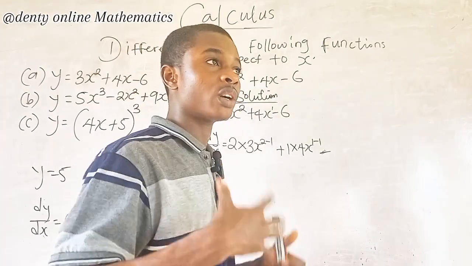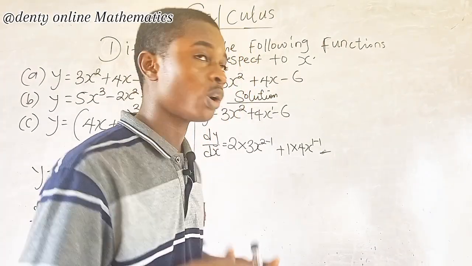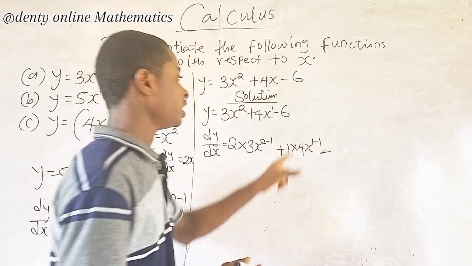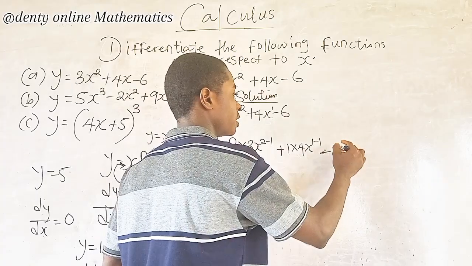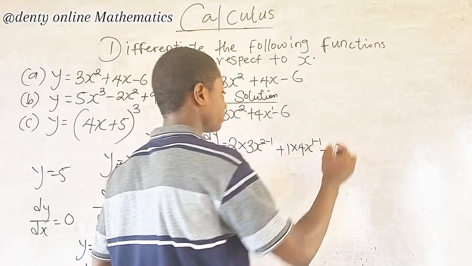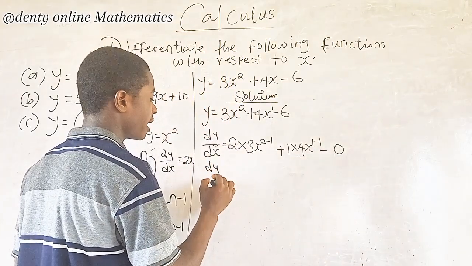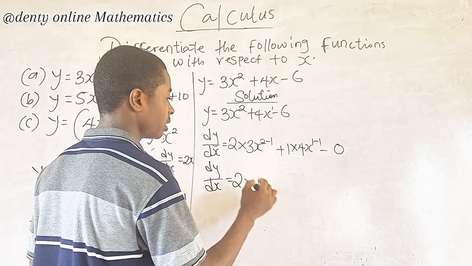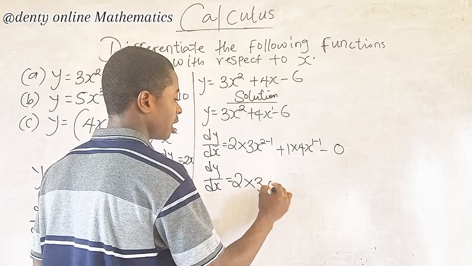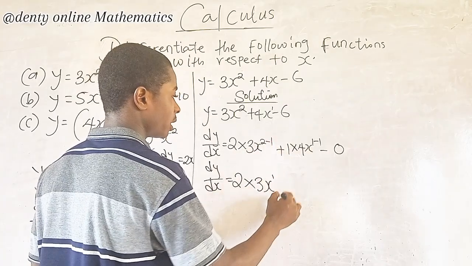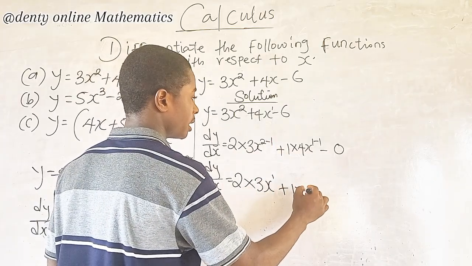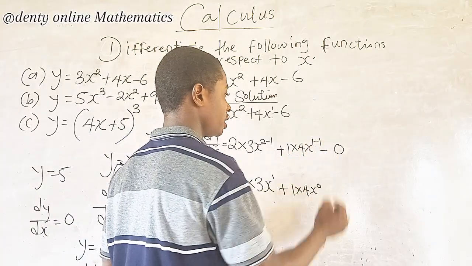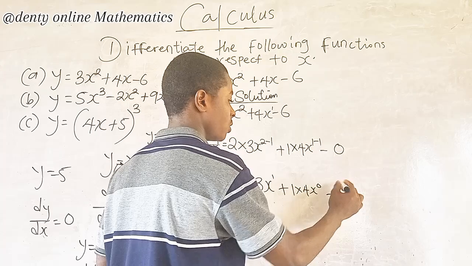The derivative of a constant is equal to 0, or dy/dx of a constant is equal to 0. So the derivative of 6 is what? 0. That's it. Now my dy over my dx will be equal to, these two will remain. That will give us 3x raised to the power of 2 minus 1, which is 1, plus 1 times 4x raised to the power of 1 minus 1, which is 0, minus this 0 here.